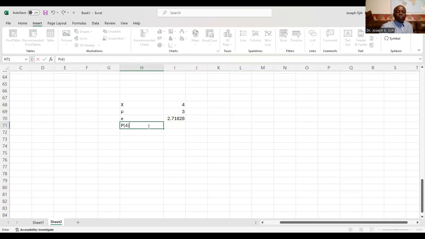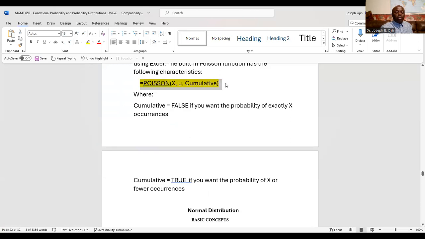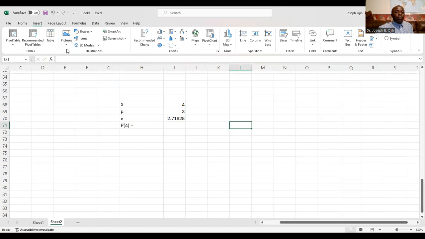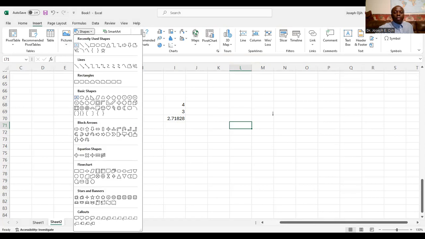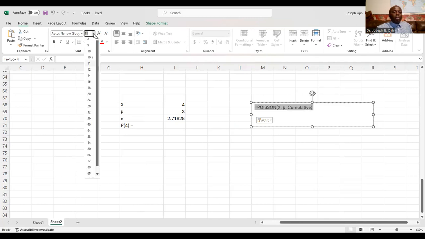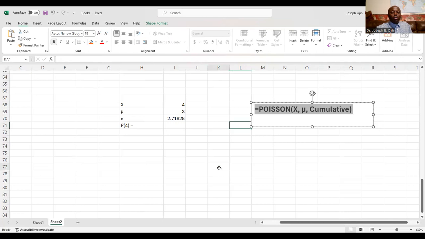Equals. Now let us get it from here. Remember the formula is this: POISSON. Let me copy it from here so we can put it right there. I'm going to put a text box here, so you can see it. Insert shapes, text box. Poisson. Make it a little bit bigger and bold it. Good. So that's the formula right there.